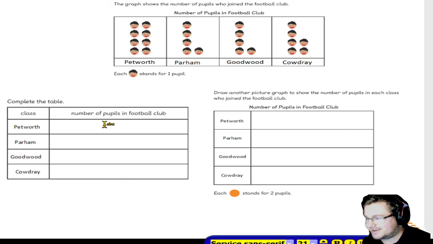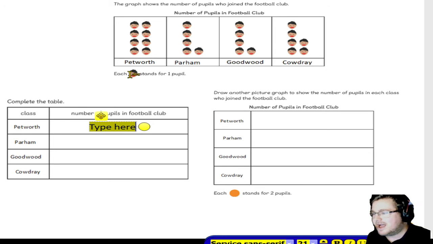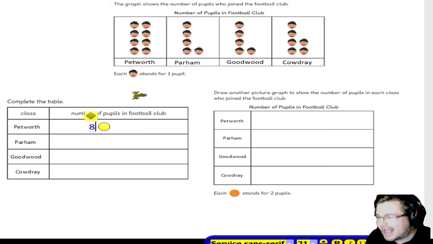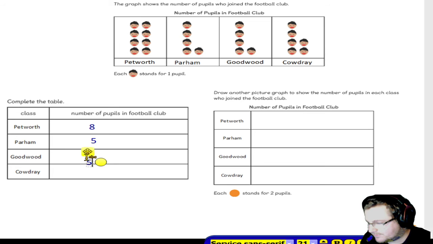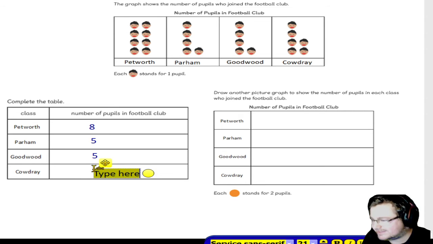Okay, welcome back. So this is just a standard number, isn't it? Just standard. So Petworth, 1, 2, 3, 4, 8 there. Parham, there are 1, 2, 3, 4, 5 there. Goodwood have also got 5, and Cowdray have got 6 there.